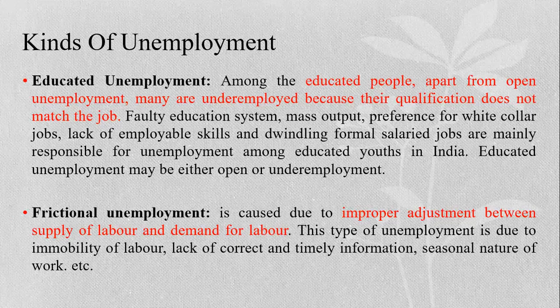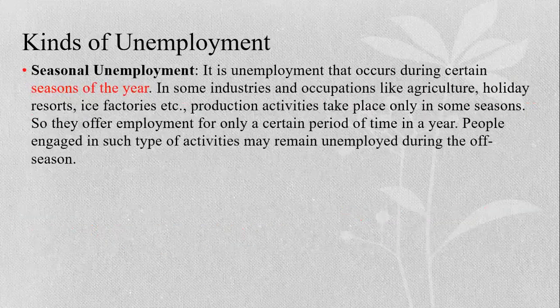Next is frictional unemployment. Frictional unemployment is caused due to improper adjustment between the supply and demand of labor. You are not properly able to estimate how much labor is required and how much supply of labor is coming. This type of unemployment is due to immobility of labor, lack of correct and timely information, seasonal nature of the work, etc. These are frictional unemployment.